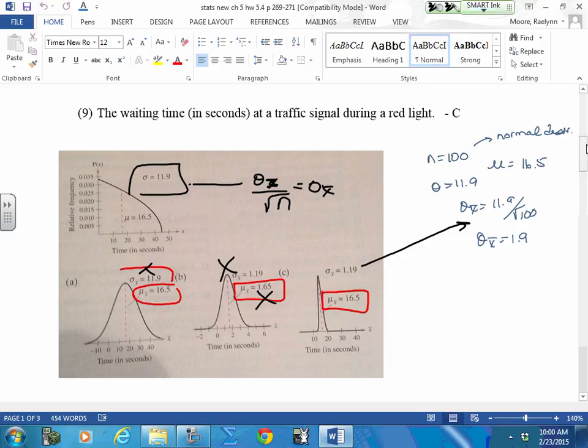Do you see that one almost as a process of elimination? It can't be b because the mean is different. It can't be a because the standard deviation stayed the same. So which one is it going to have to be? C. We didn't even have to work it out. We could just have eliminated. The mean has to be the same. And the reason the sample is a normal distribution is because n is greater than or equal to 30. N is at 100.